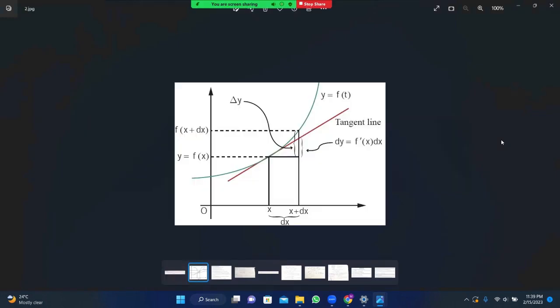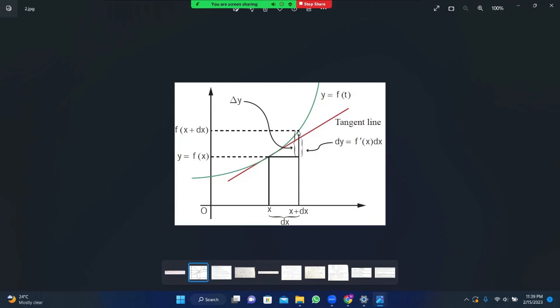So suppose f of x is the function given by the green curve, then as you move by a small dx value on the x-axis, how much change happens on the y-axis is f of x plus dx. But an approximated value is given by this triangle, that is, by the red tangent line. So in that, the opposite side is given by dy equal to f prime x dx, that is the change. So this is where the differential comes into play.